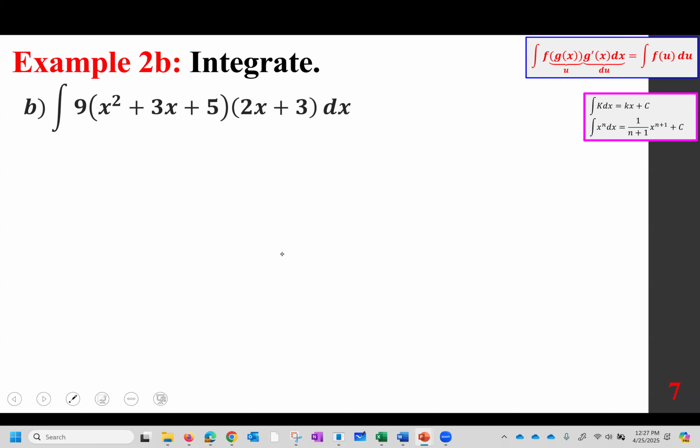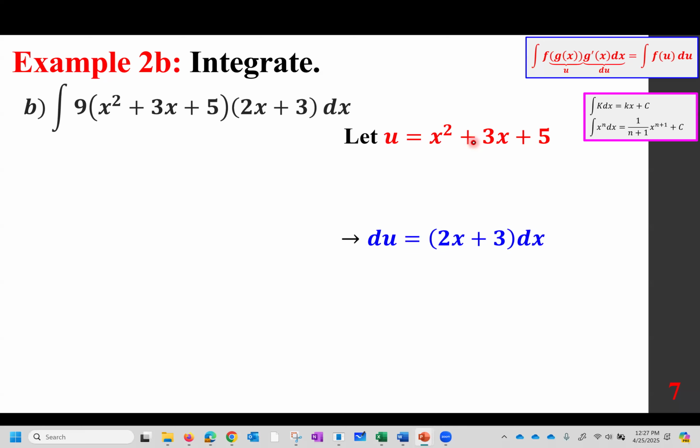Same situation, we are dealing with different polynomials. Clearly, this is more complicated than this one. You also notice this is the derivative of that. So let u be the first parentheses, x squared plus 3x plus 5. Its derivative is 2x plus 3. So du is 2x plus 3 times dx.